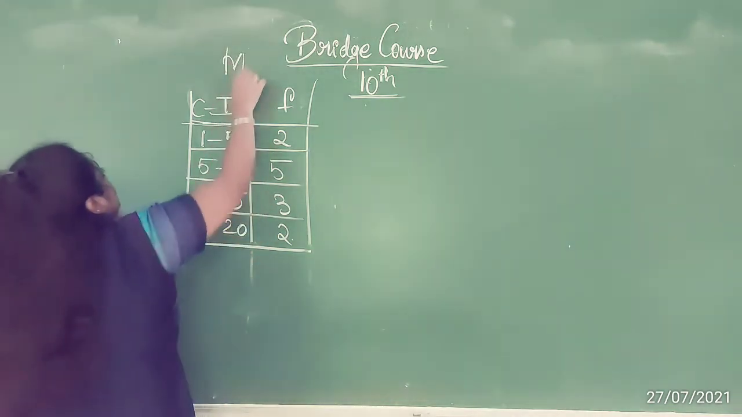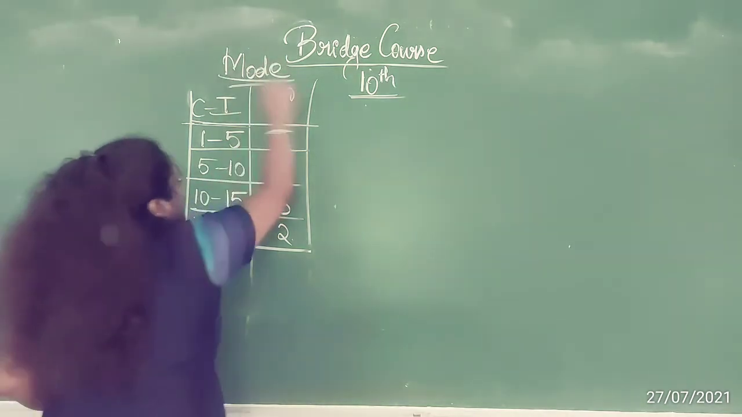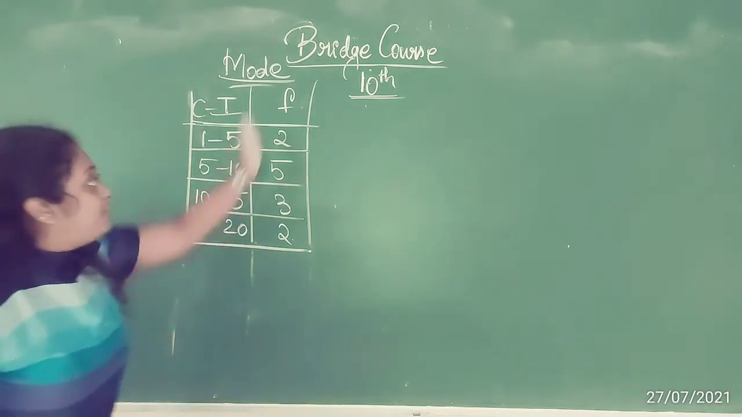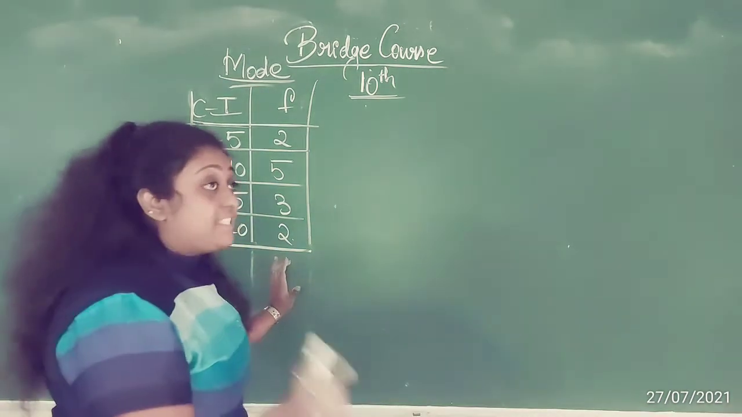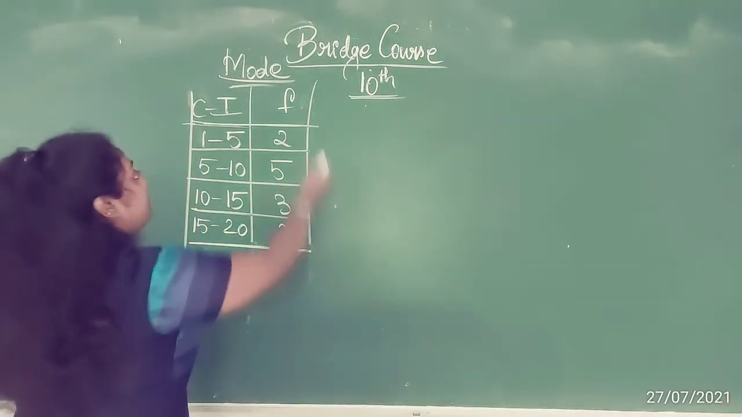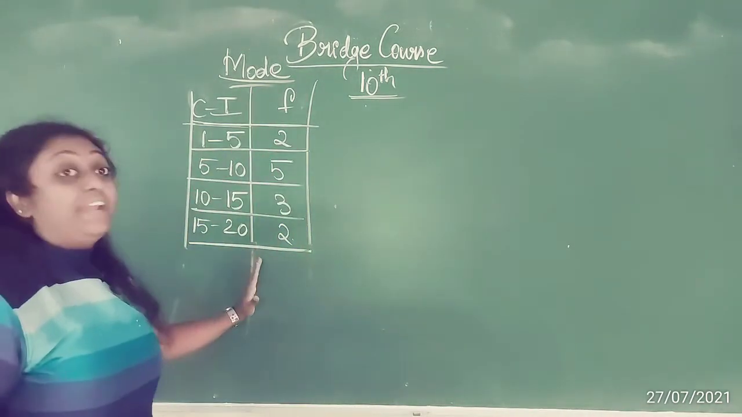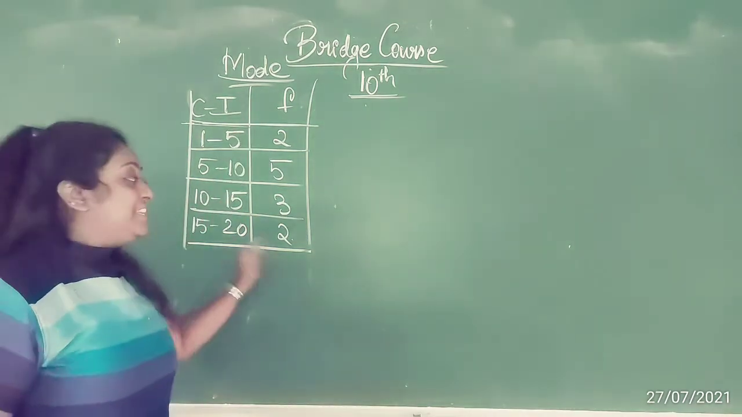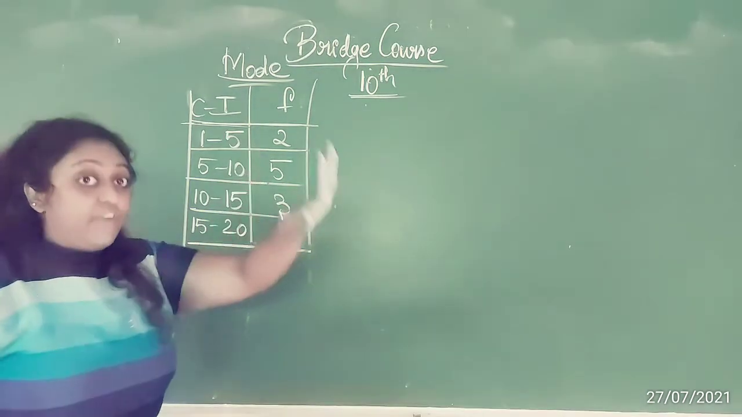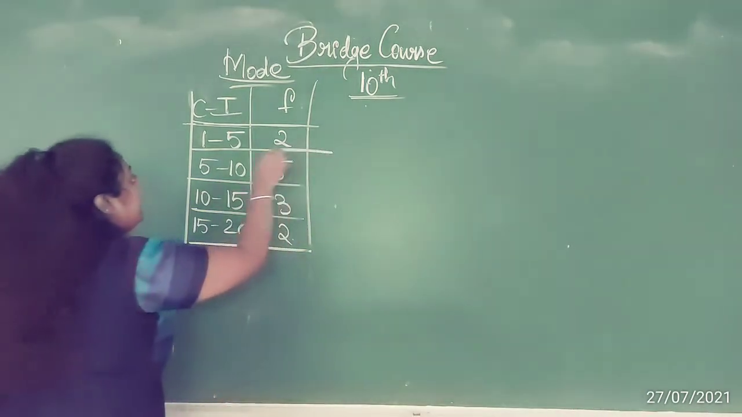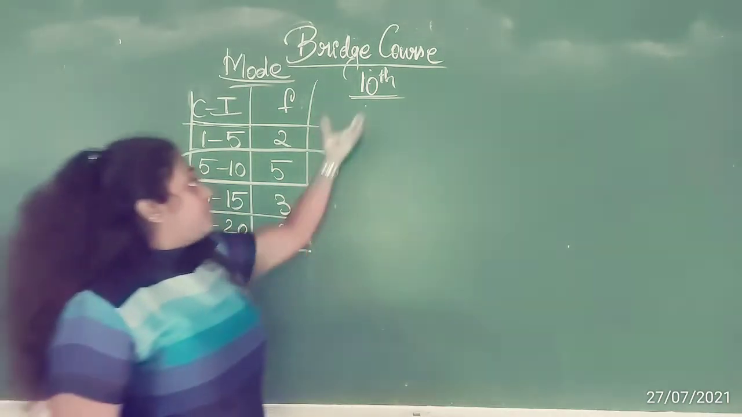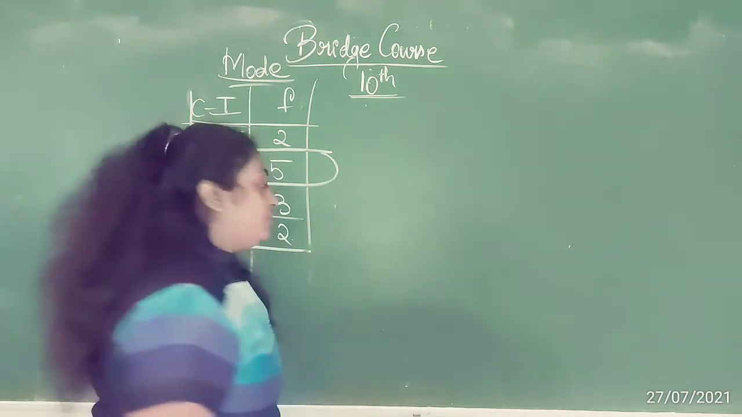So mode only we are going to do. Mode is basically your highly repeated value. In this frequency column, which is the greater number? If they ask you to find the mode, you have to see the frequency table. This is your F column. In your F column, the greater number is 5. So you circle it. Now let me write the formula and then we will do the sum.